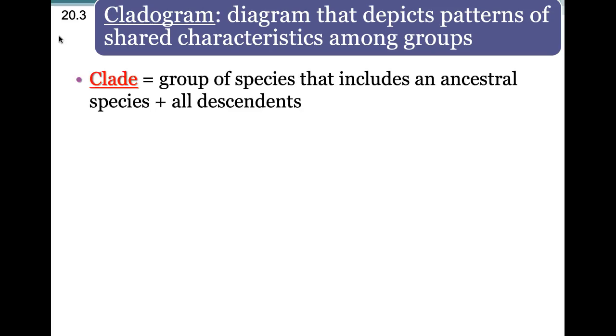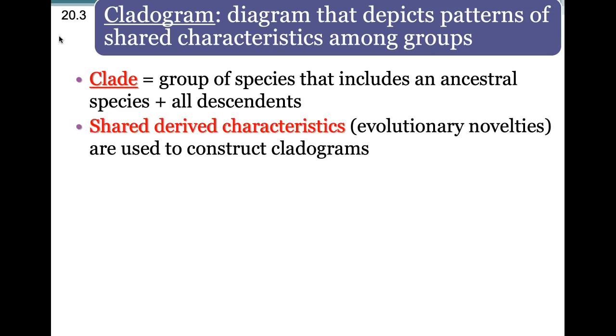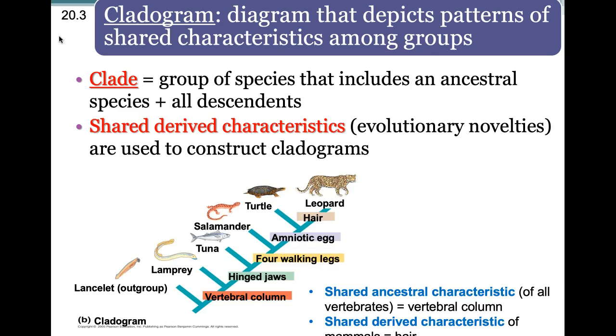Another method for classifying organisms and their phylogenies is a cladogram, which is a diagram that depicts patterns of shared characteristics among groups. When you get these organisms into a group, it's called a clade, which is a group of species that includes an ancestral species and all of the descendants. What you use to make a cladogram are shared derived characteristics. So looking at the diagram, you can see the cladogram.